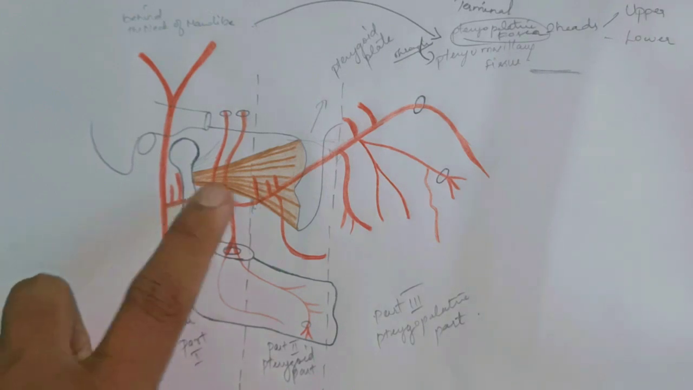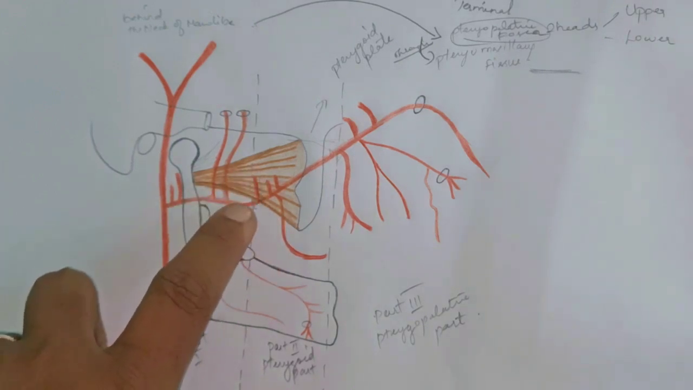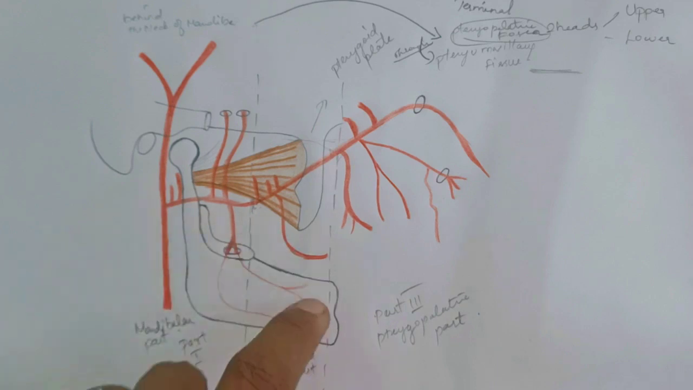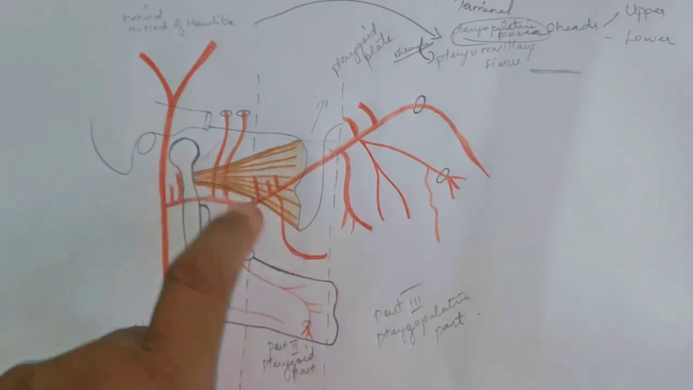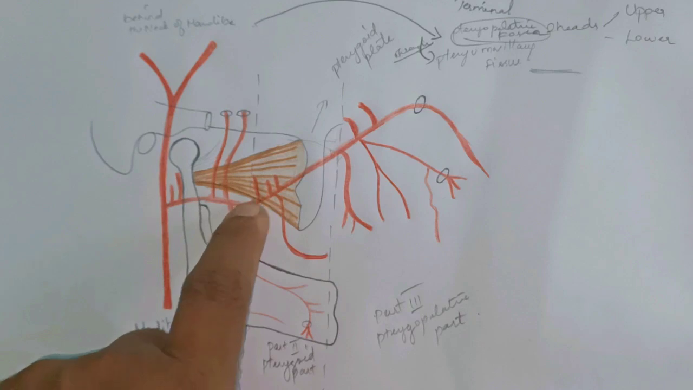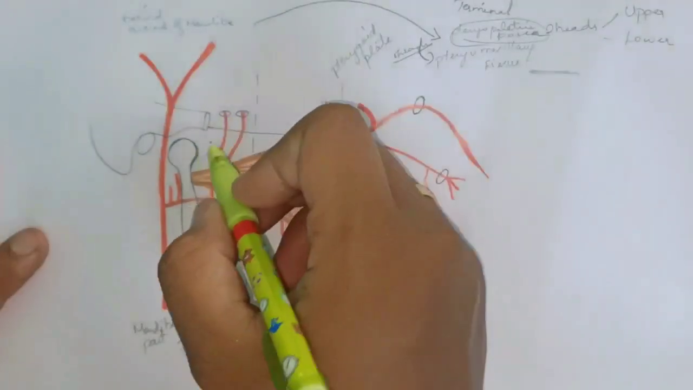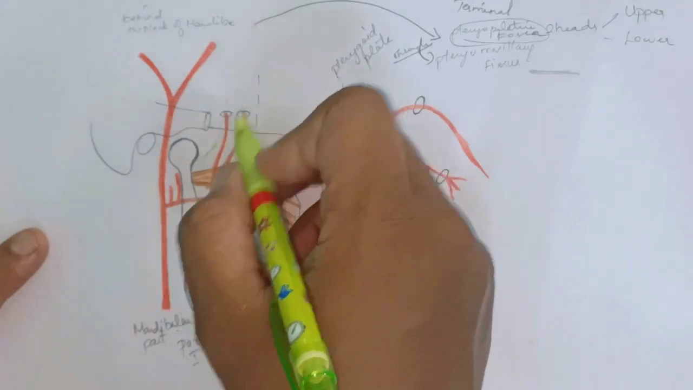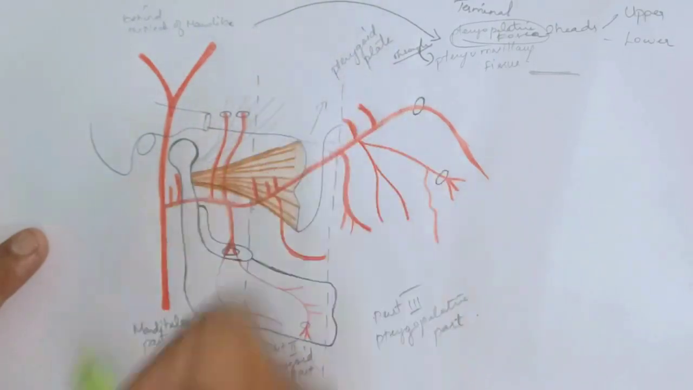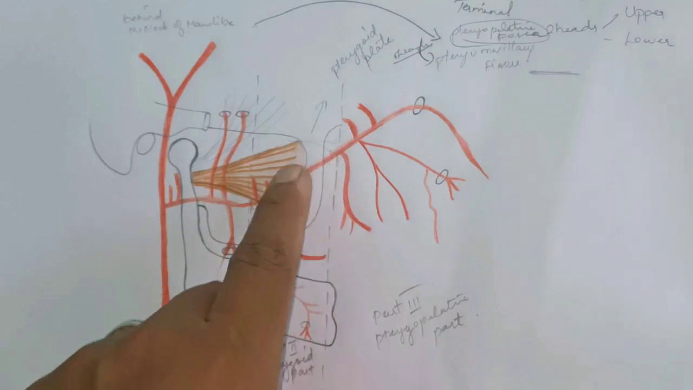So it arises behind the neck of the mandible and reaches the lower border of the lower head of the lateral pterygoid muscle. From that it gives part 1, and from the lower head of the lateral pterygoid to the upper border it gives part 2, that is pterygoid part. This is your lower head only. I have drawn only the lower head. This is your upper head. It comes from the infratemporal fossa and is inserted into the neck of the mandible.